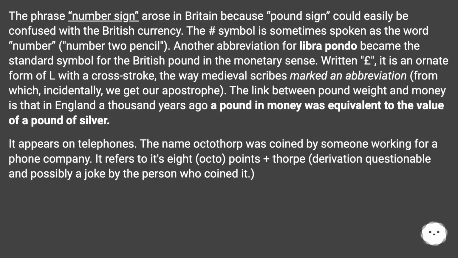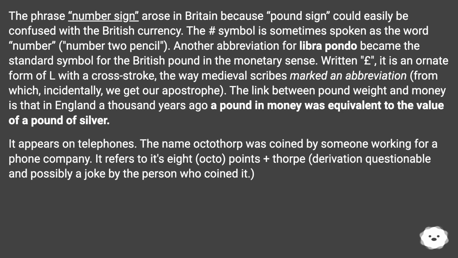The phrase number sign arose in Britain because pound sign could easily be confused with the British currency. Another abbreviation for libra pondo became the standard symbol for the British pound in the monetary sense. Written £, it is an ornate form of L with a cross stroke, the way medieval scribes marked an abbreviation, from which, incidentally, we get our apostrophe. The link between pound weight and money is that in England 1,000 years ago a pound in money was equivalent to the value of a pound of silver.